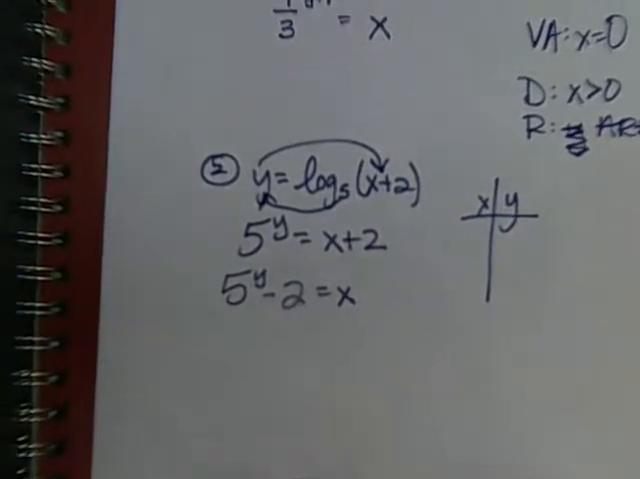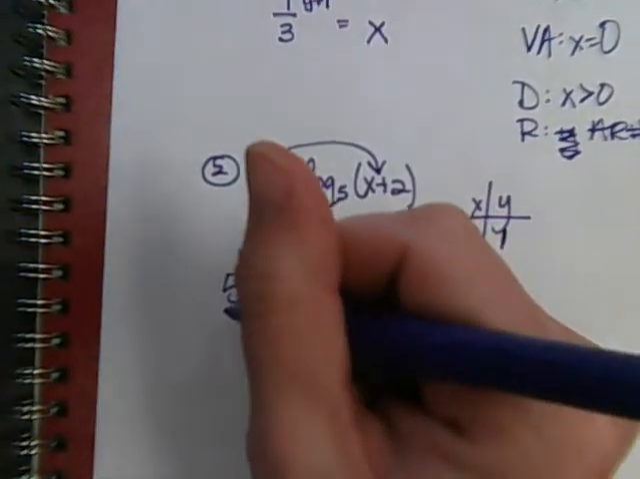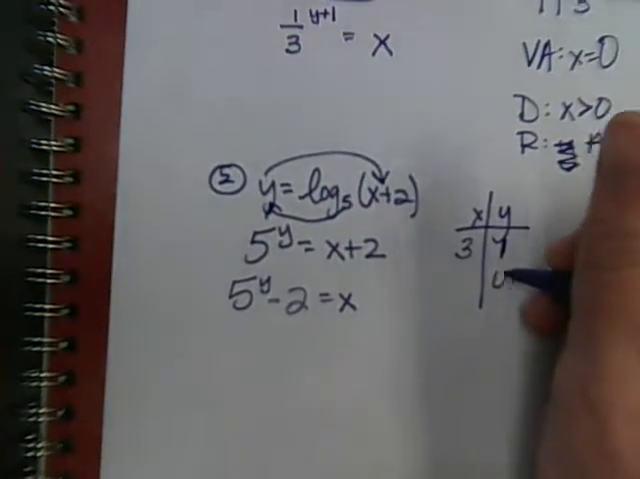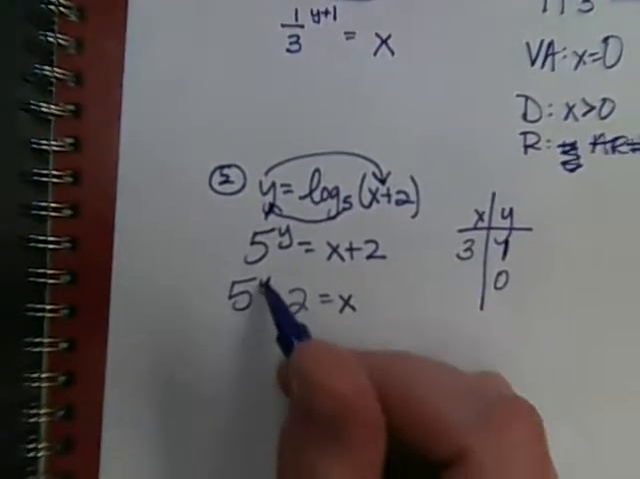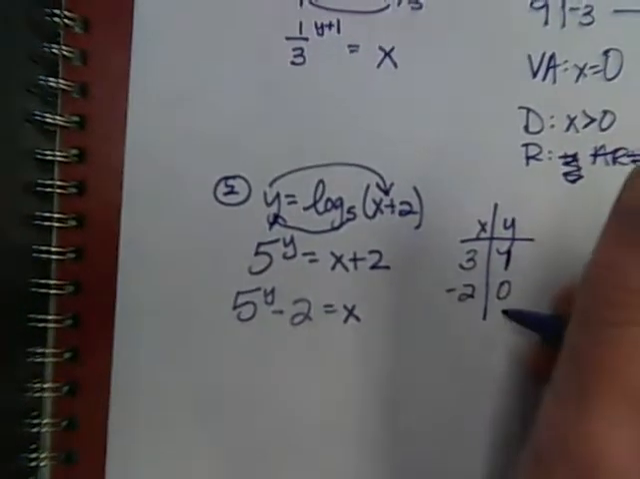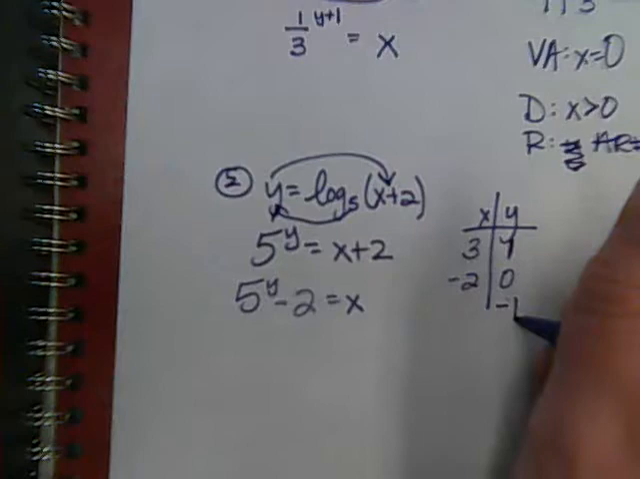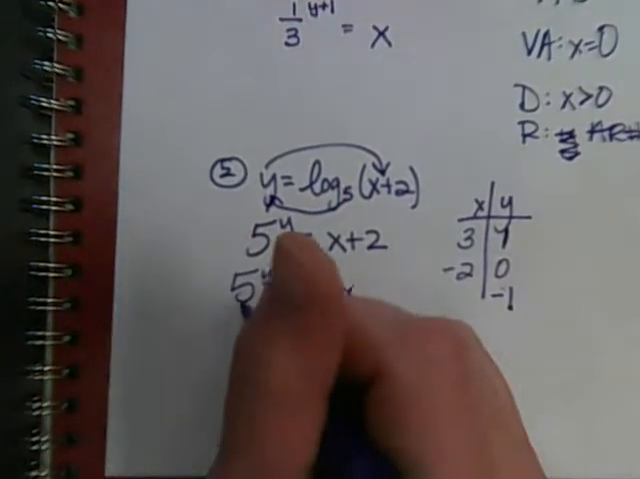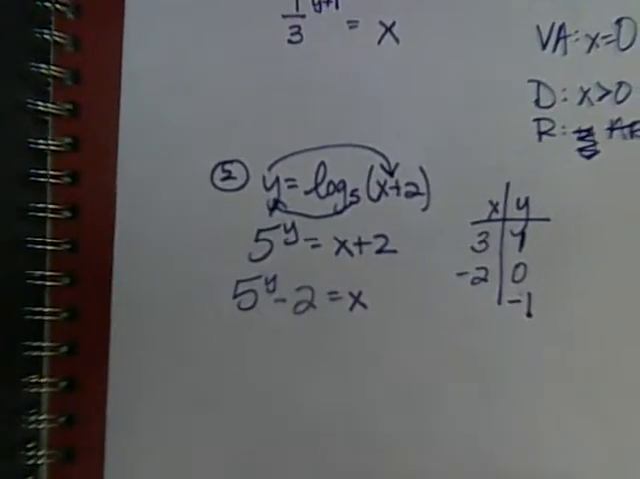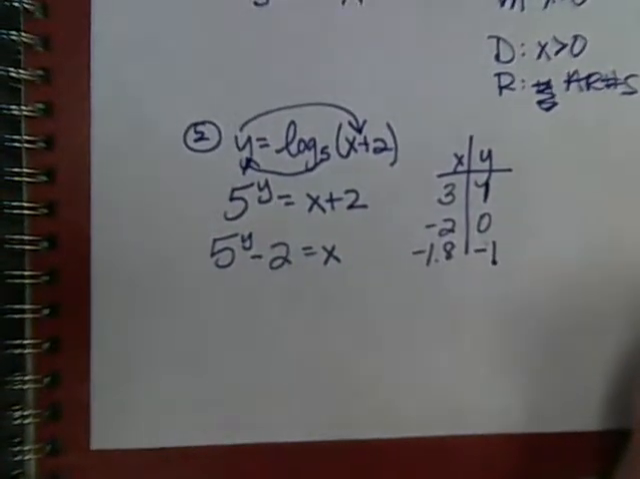So if I put 1 in for y, that's going to be 5 to the first minus 2, which is 3. 0 would be another one because anything to the 0 power is 1. So 5 to the 0 is 1 minus 2 is negative 2. And I probably don't want to put 2 in because that's going to be 25. So I'm going to use negative 1, which is going to make that 1/5. It's going to flip it. And then I'll just use my calculator here. 1/5 minus 2 is negative 1.8. And that's doable. I can graph that.